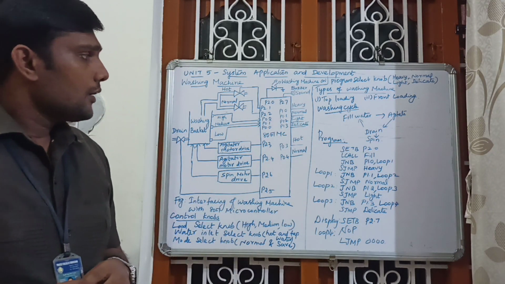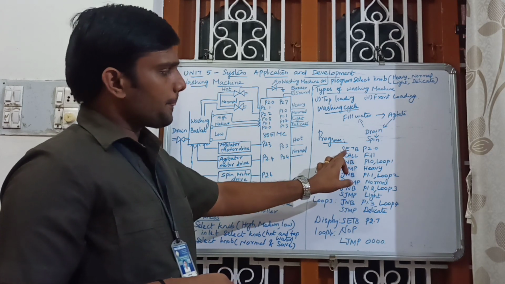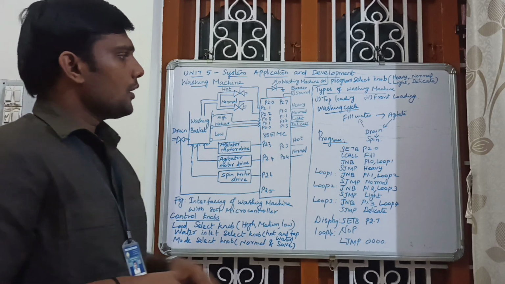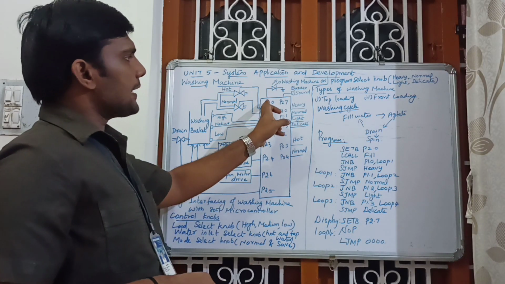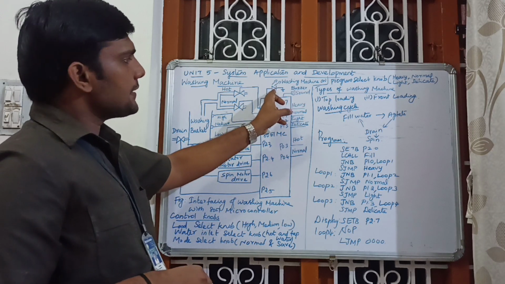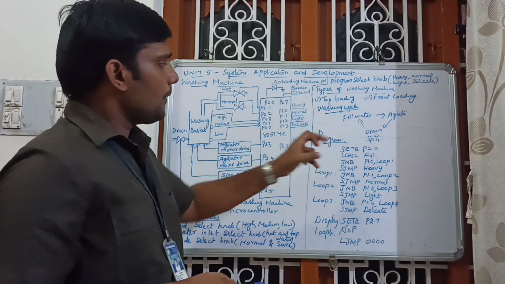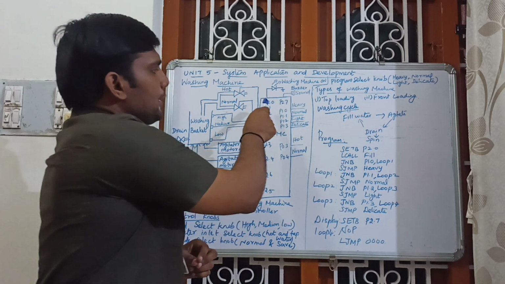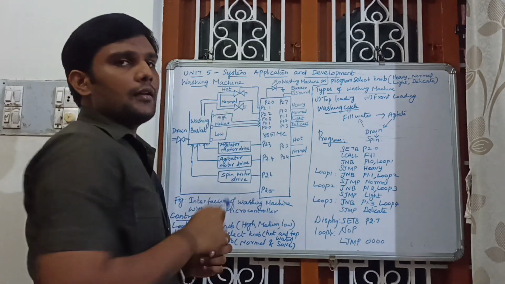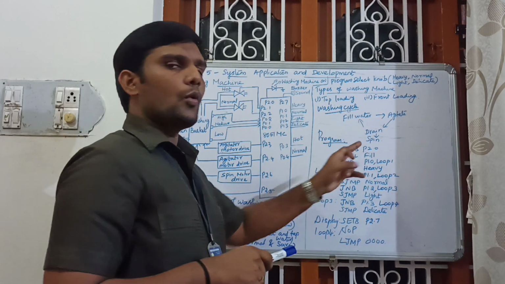Okay, see the program. Here, SETB P2.0. P2.0 is connected to the washing machine on condition. The LED is connected and it indicates that the washing machine is in on condition. Initially P2.0 will be high, which means the LED will be on. Then LCALL FILL, which is to fill the water.